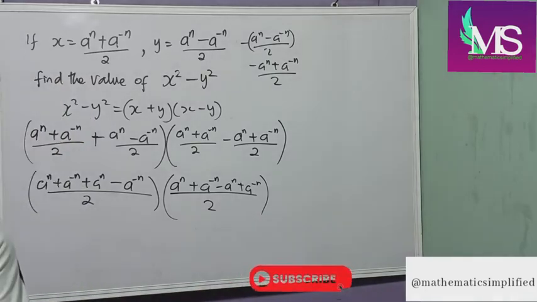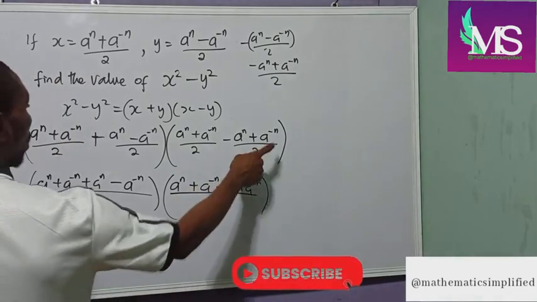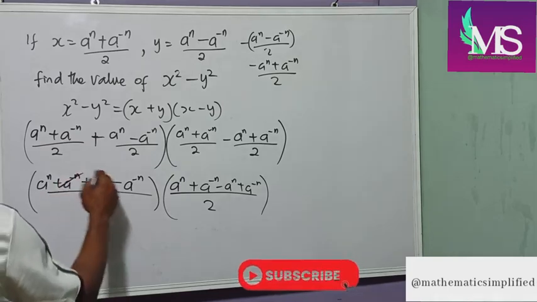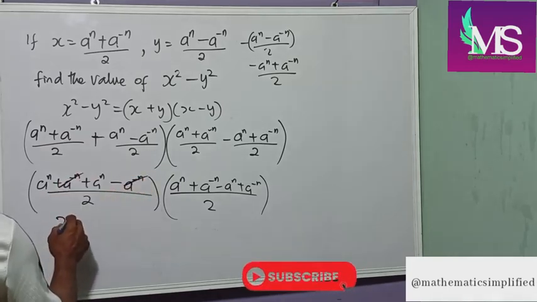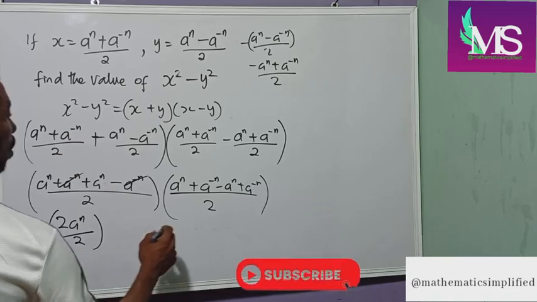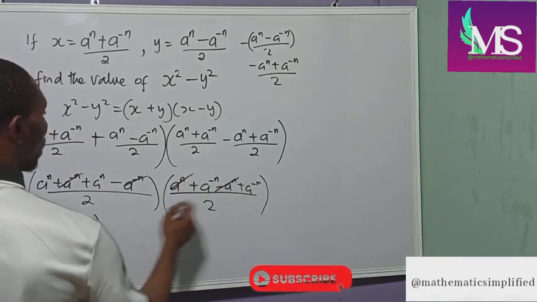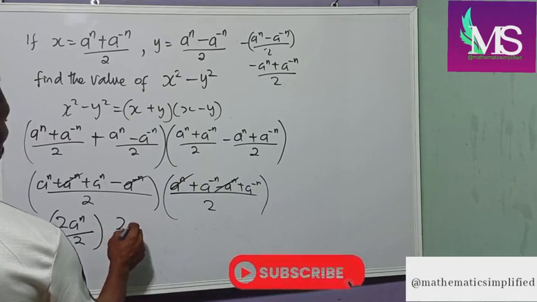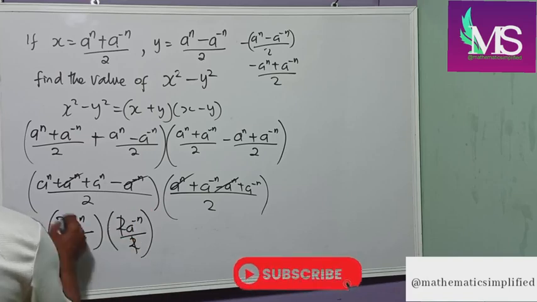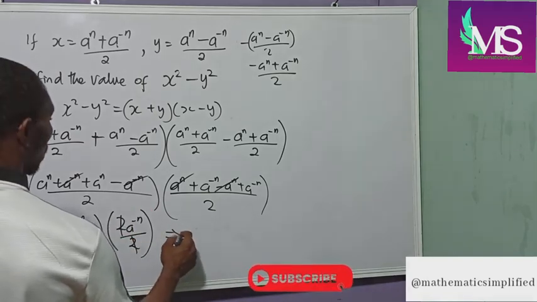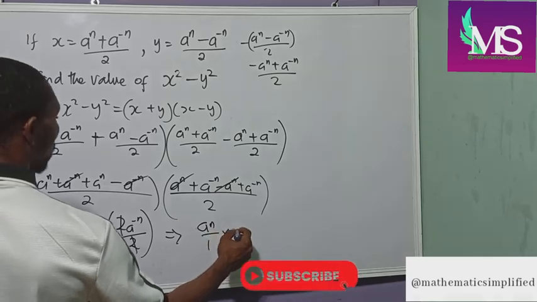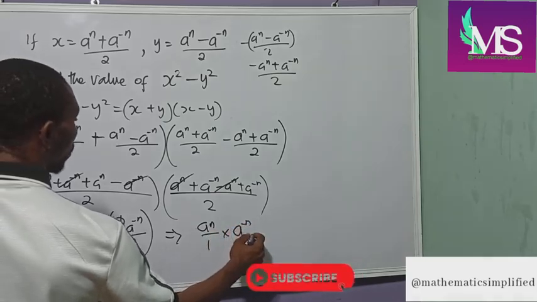Okay, now having done that, this we cancel out this, leaving us with 2a raised to power n over 2 times this we cancel out this, leaving us with 2a minus n all over 2. So 2 cancel out, leaving us with a raised to power n over 1 times a minus n over 1.